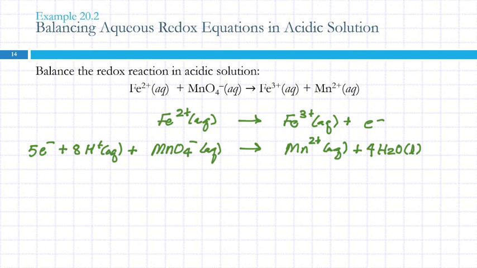Okay, what's the next step? Make the electrons equal. The top one has 1, the bottom one has 5. The smallest multiple of 1 and 5 is 5. So we're just going to multiply the top one by 5 and leave the bottom one alone. So I'm going to multiply all of these coefficients by 5. That doesn't change that it's balanced.